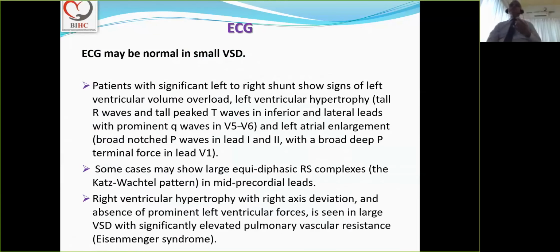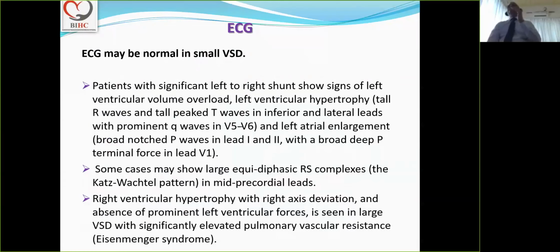Now, when you do an ECG, remember in a small VSD, ECG may be normal. But if there is a significant left to right shunt, what happens is that the LV and LA get enlarged. So you will get LVH. LVH will be manifested as tall R waves in V5, V6. Since this is related to a volume overload, a deep Q, a Q which is deeper than 3 millimeter, appears in V5, V6. So this is the feature of a moderately large VSD.